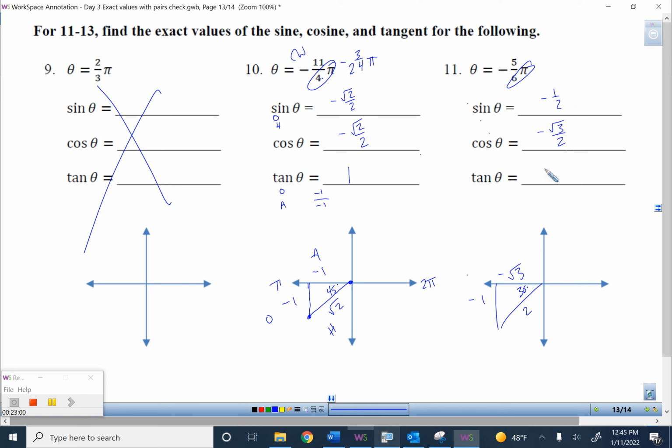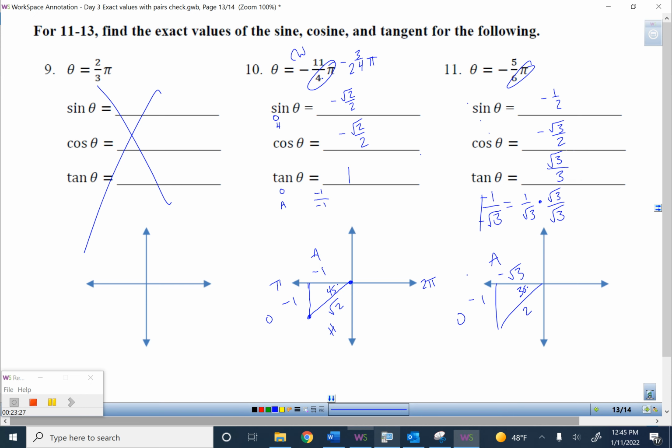And our tangent ended up being a new fraction to rationalize. It was opposite over adjacent, being negative 1 over negative square root of 3. So first thing I'm going to do is just get rid of those negatives. Okay, but then to rationalize this thing, instead of multiplying by our square root of 2, we're multiplying by the square root of 3. So we end up with the square root of 3 over 3.